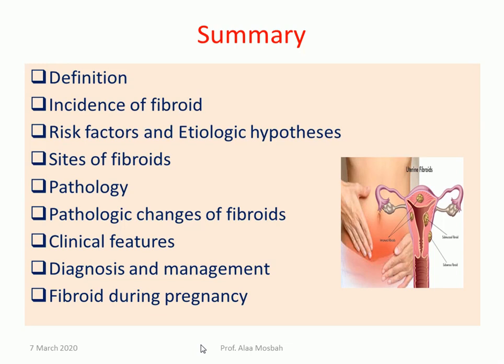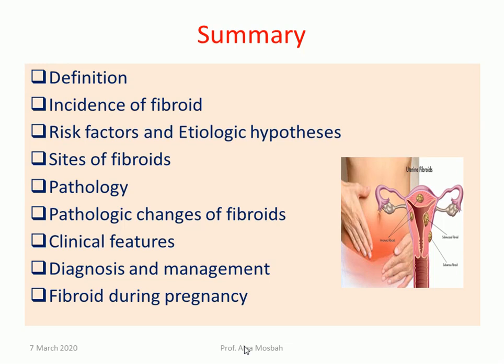And sometimes we need an endometrial sample if there is irregular bleeding or intermenstrual bleeding to exclude other pathology like endometrial hyperplasia. And lab investigations for anemia: CBC, and the bleeding and clotting time.